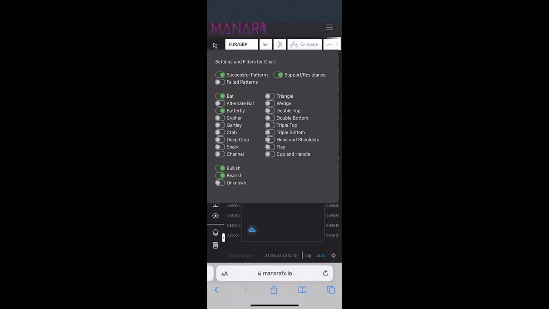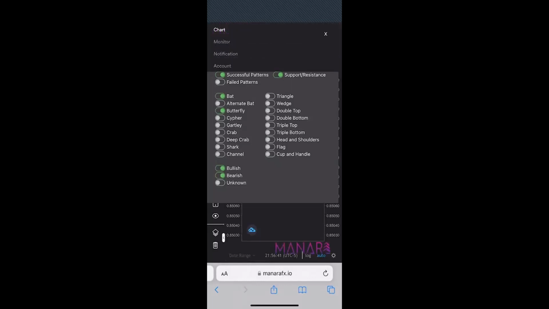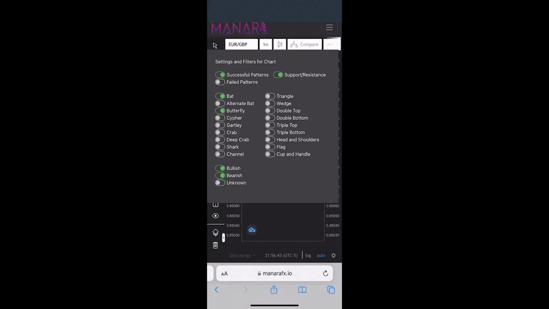Hold on, sure, I don't want to make another one. I'm trying to get this settings off of here. That's my chart. I'm trying to get my bullish.